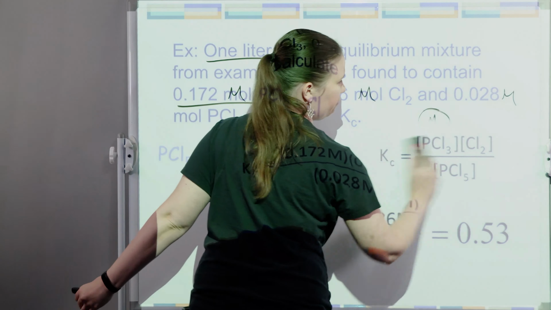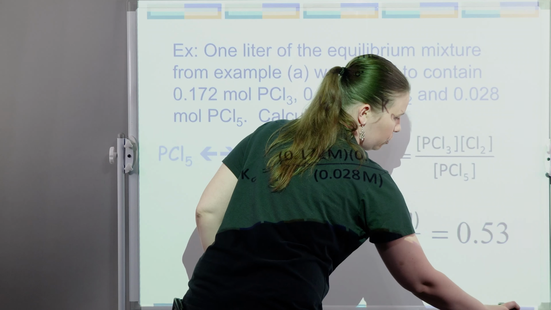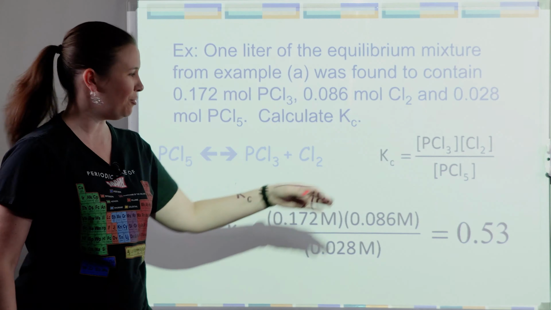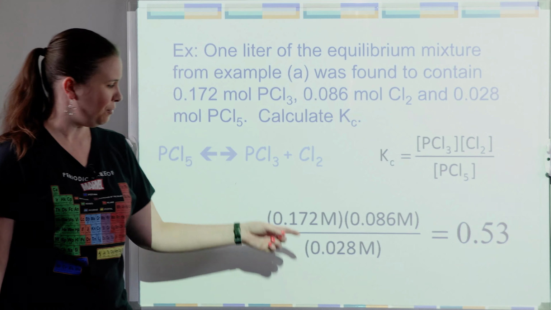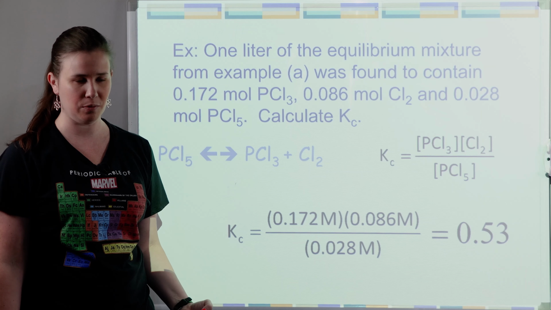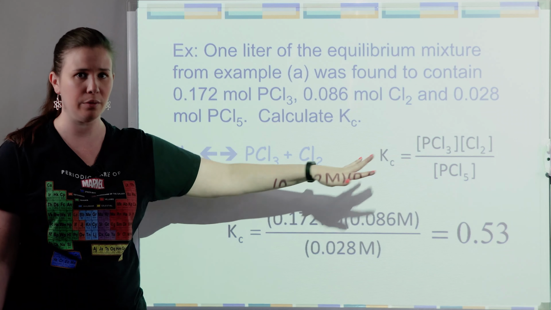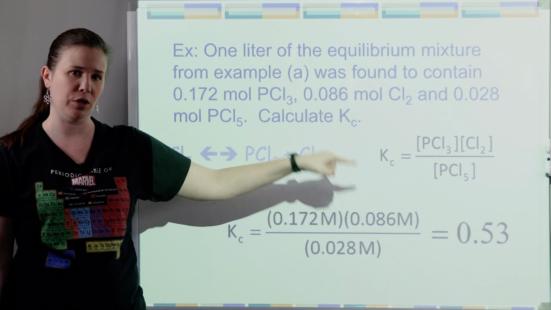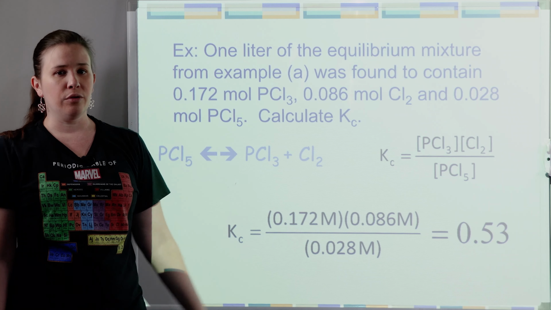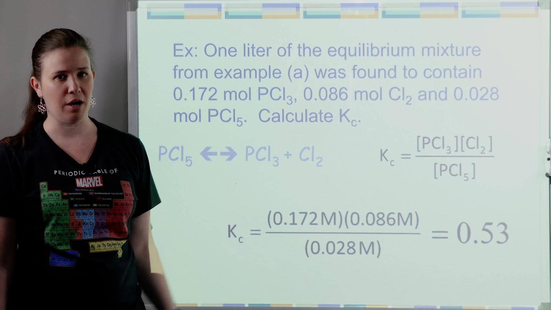There it goes, 0.53. So when we want a numerical value for K, we plug in the concentrations, being careful to consider the exponents as well. And then we squash this all down to a decimal, plug it all the way in to get that final decimal answer. Whether that number is greater than or less than 1 is really what we're after here.